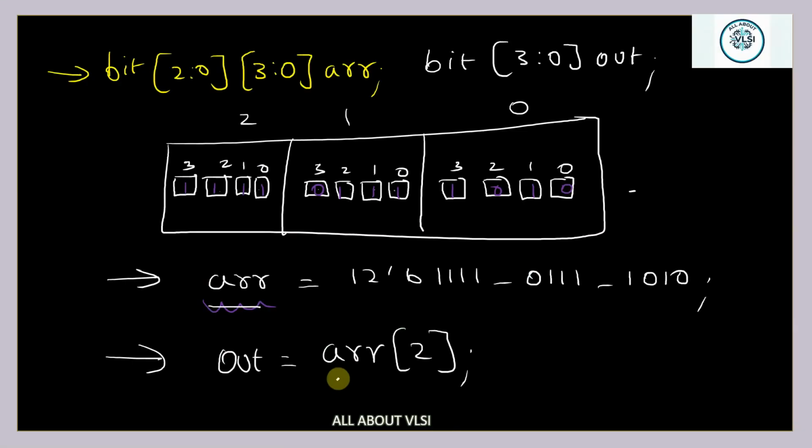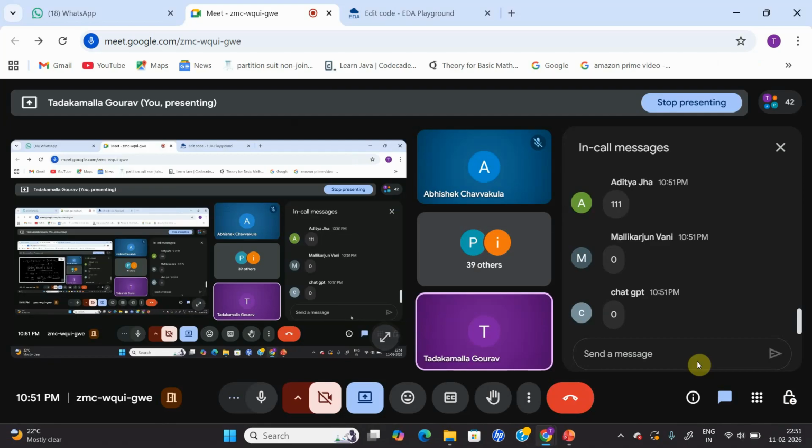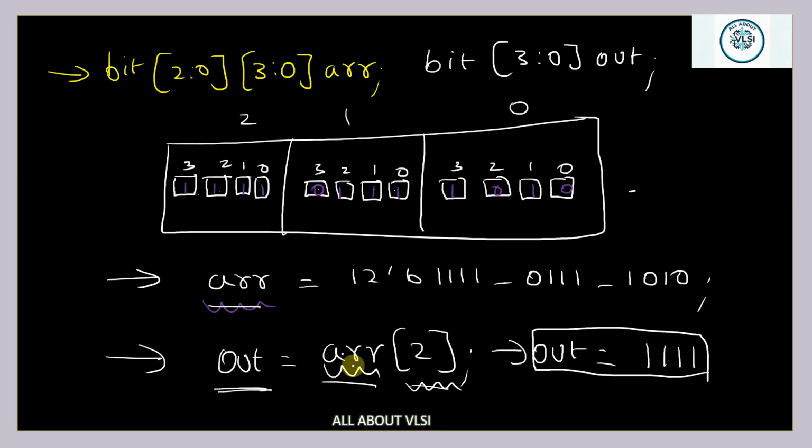So if I refer to ARR of 2, then this whole section will be assigned. If I'm just writing ARR of 2, I'm referring to this whole section, and this section contains 4 bits. So out will be assigned these 4 bits. My out value will be equal to 1111. Is it clear, guys? Yes or no? If I only mention the first dimension, then I'm referring to the whole group of bits, that is, all these 4 bits.